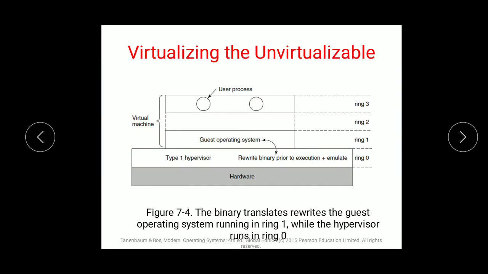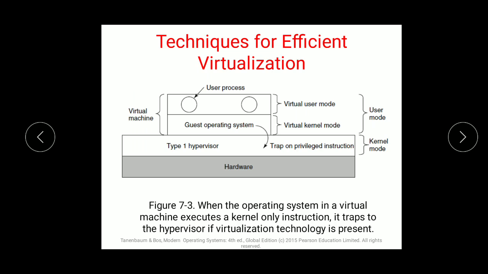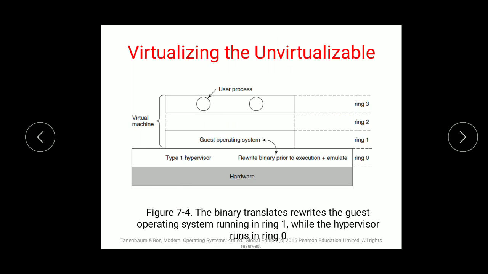So, yesterday we had completed the techniques for efficient virtualization. Today we'll be starting with virtualizing the unvirtualizable. What is virtualizing the unvirtualizable? It means something which is not looking real, but somewhere we are trying to make it virtual so that it can be accessed by all.